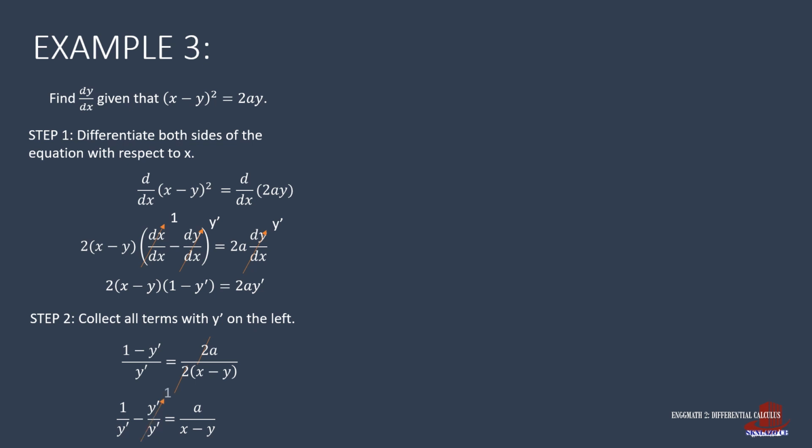By the expansion, we simplify the equation with only one y prime, and that is with the equation 1 all over y prime minus 1 is equal to a all over x minus y.